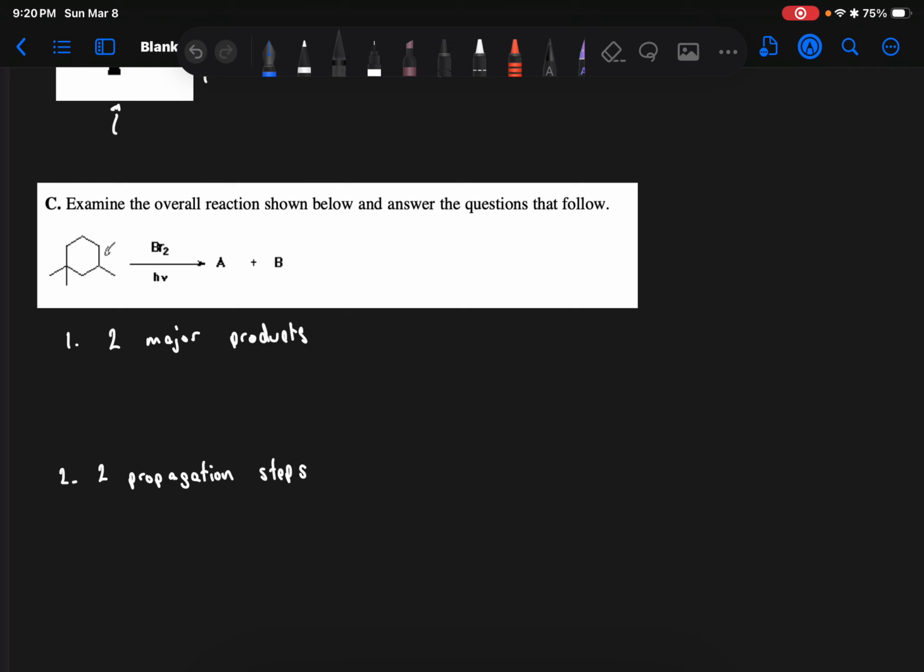So the two major products will just be HBr, because we're knocking off a hydrogen from this structure, and then we're also getting this entire structure just with a bromine instead of a hydrogen there. So I guess I'll just draw that real quick. Boom. That is basically the answer for this one. Yeah, that's it.